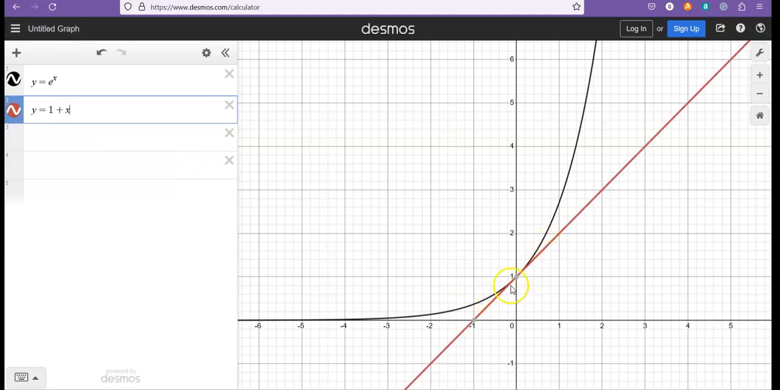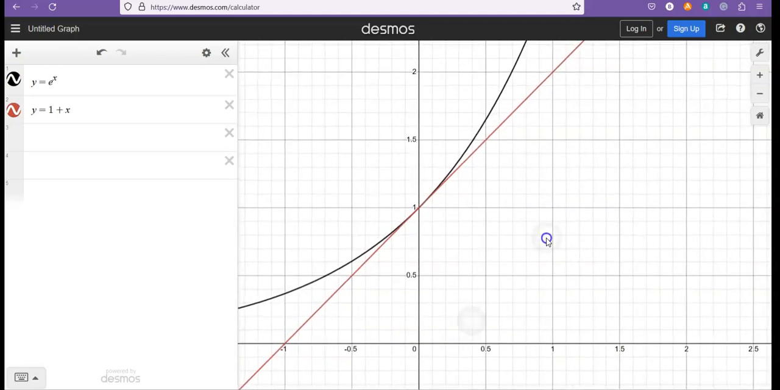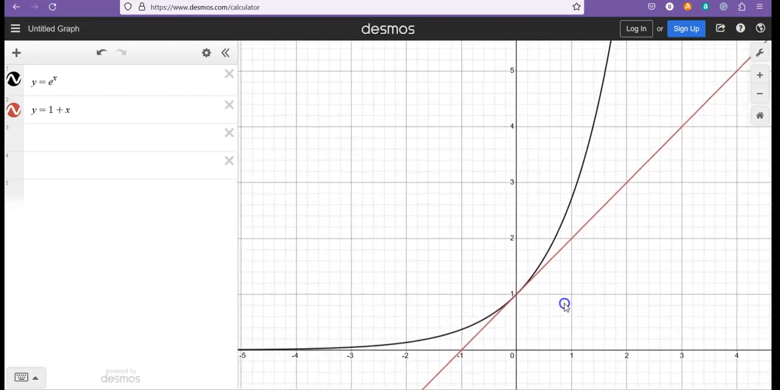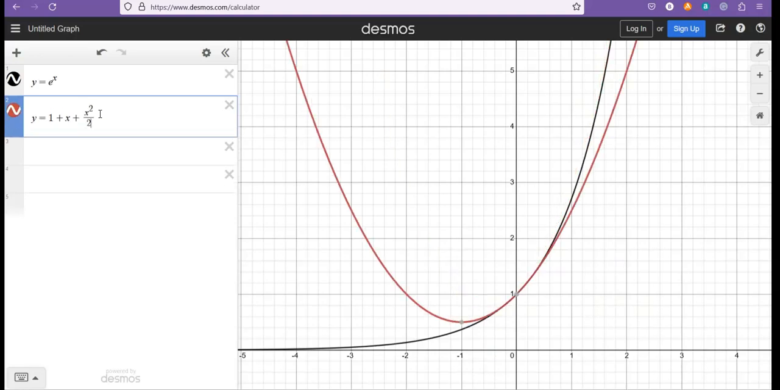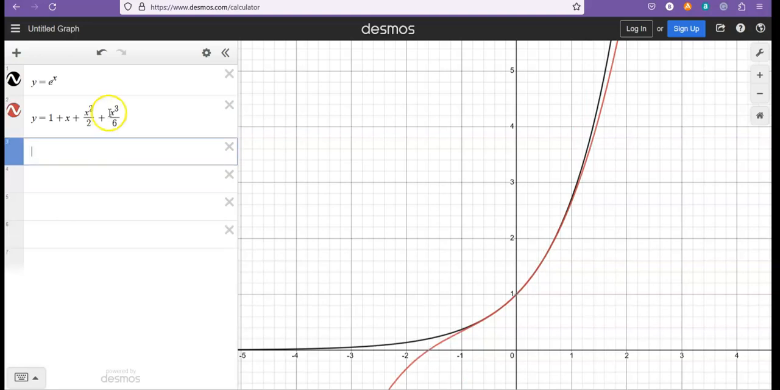Now we've got a little bit wider of an interval that's covered by this line. If I zoom in really close, you can see that the line is really close for a decent stretch, not a huge amount, but maybe from negative 0.1 to 0.1. It does a good job of approximating the function. But as I add each successive term, let's add x squared over 2 factorial, which is 2, you see that this covers up more of the curve. And if I add the next term, x to the third over 3 factorial, which is 6, you see it covers a little bit more of the exponential curve.